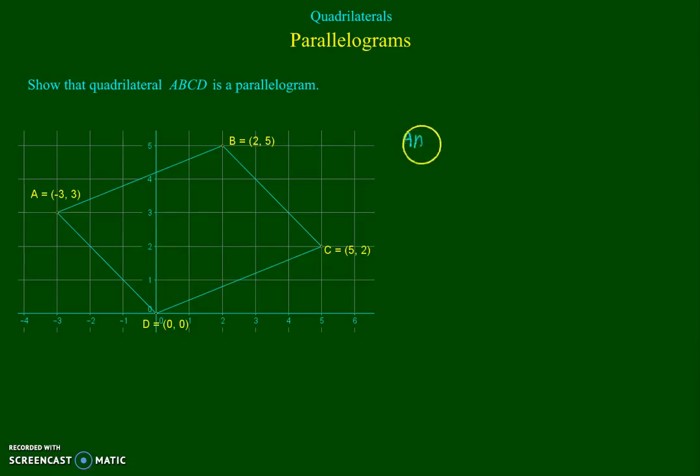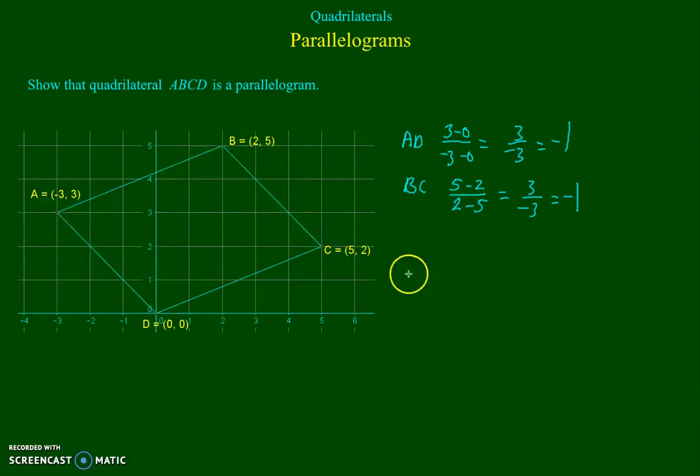is the difference of the y's, 3 minus 0, over the difference of the x's, negative 3 minus 0, which is 3 over negative 3, which is negative 1. Let's find the slope of BC now. That's 5 minus 2 over 2 minus 5. That's 3 over negative 3, which again is negative 1. BC is parallel to AD.